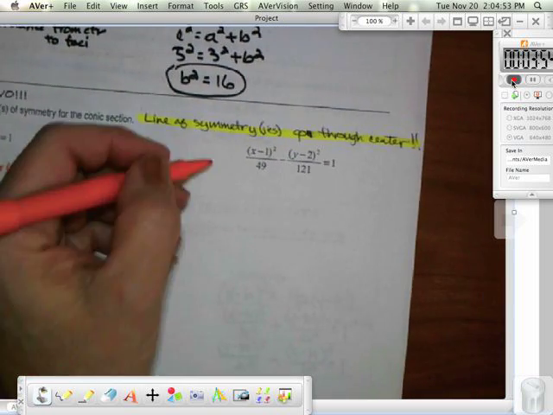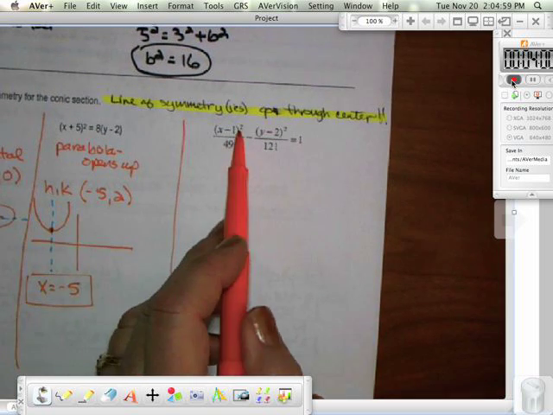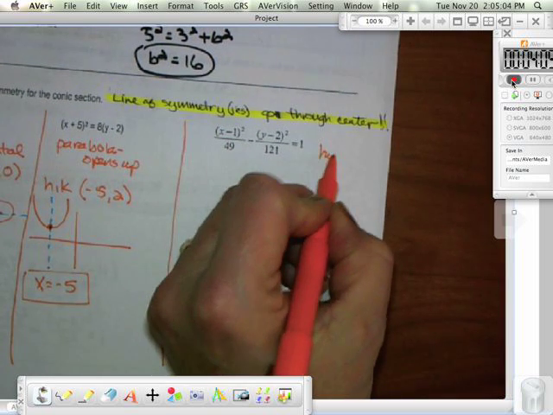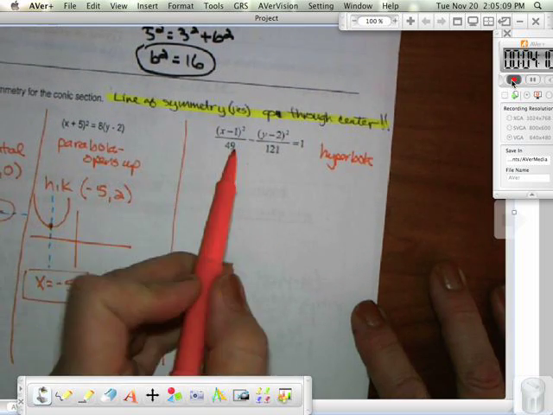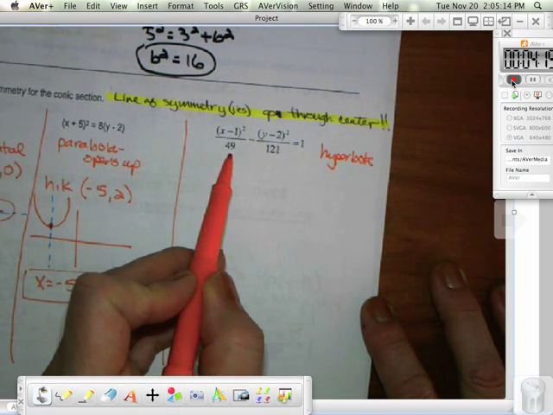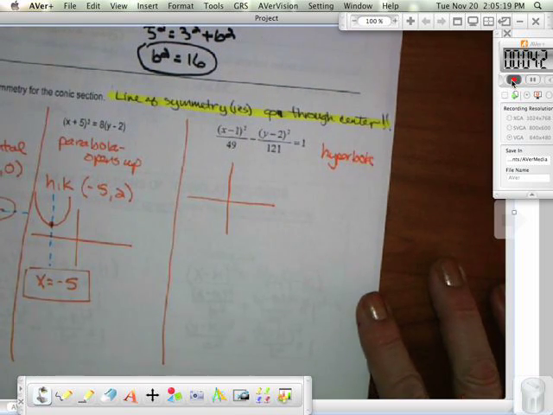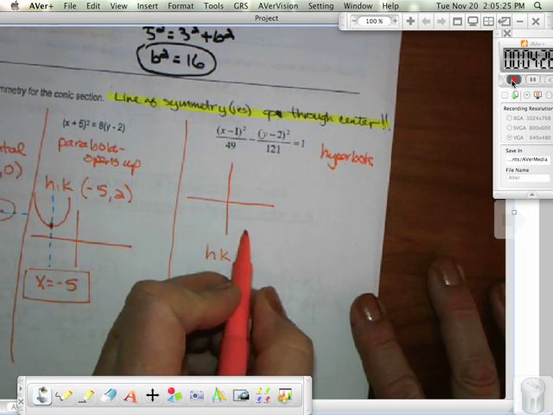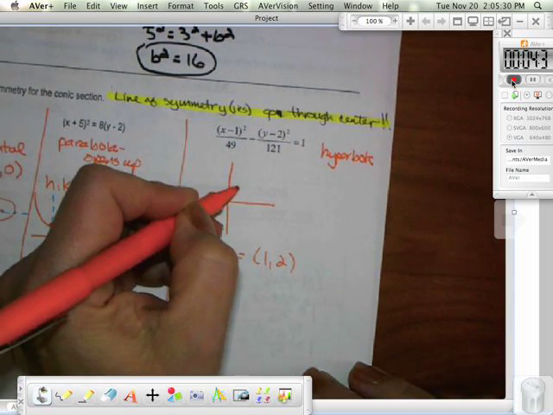Okay, the last one we have here. Obviously, we've got a square, and it's equal to 1, and it's a minus, which tells me that it's a hyperbola. It's going to be a hyperbola on the x-axis. The branches are on the x-axis because x is first. So I could make just a little sketch for myself if I need to. All right, (h, k) is going to be (1, 2). So the center of this hyperbola is over 1, up 2, about right here.